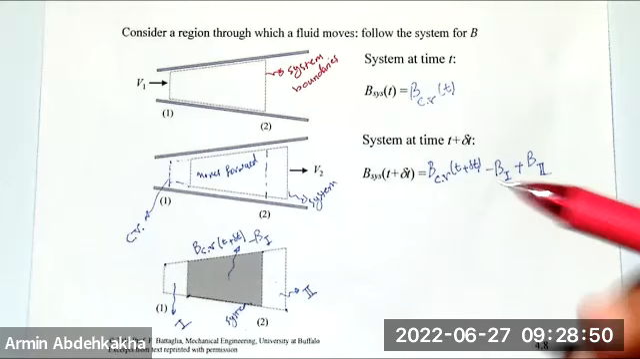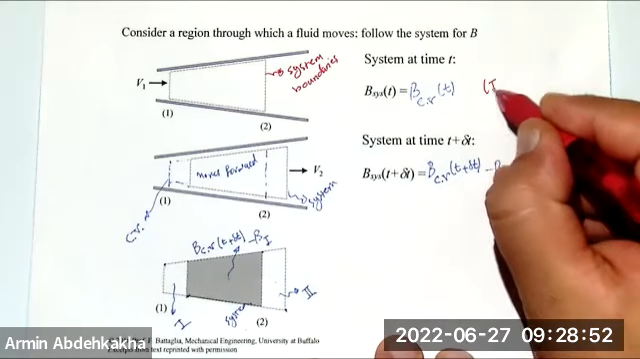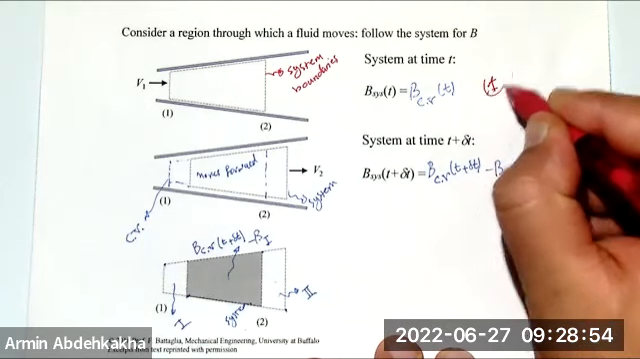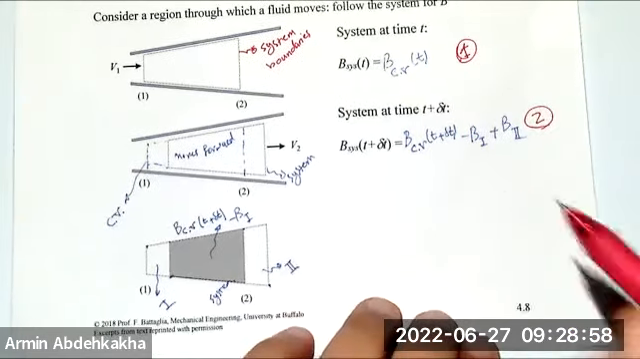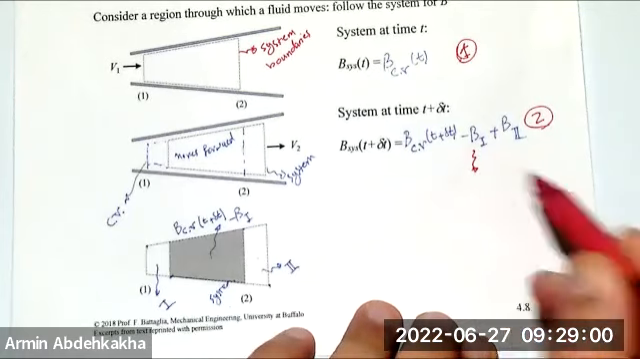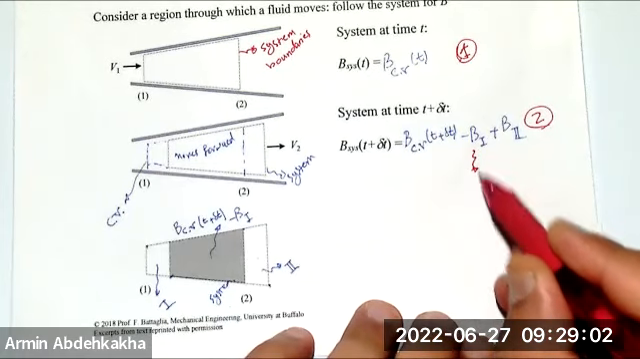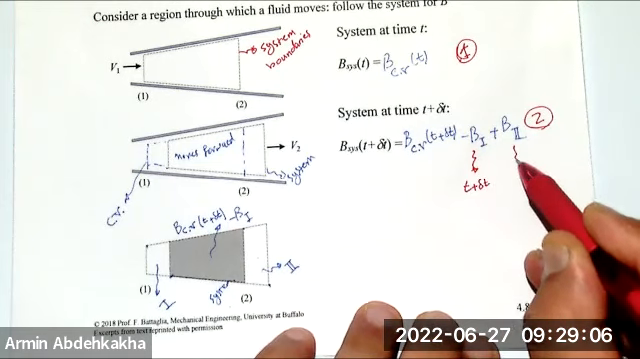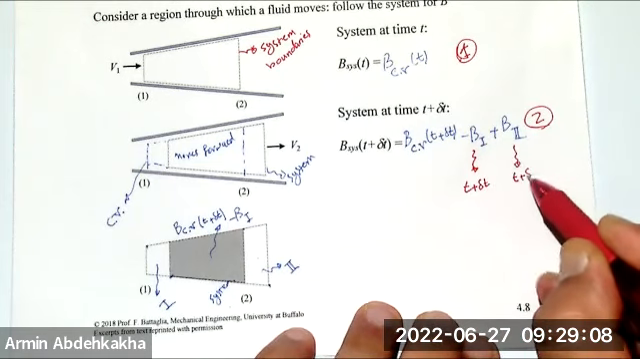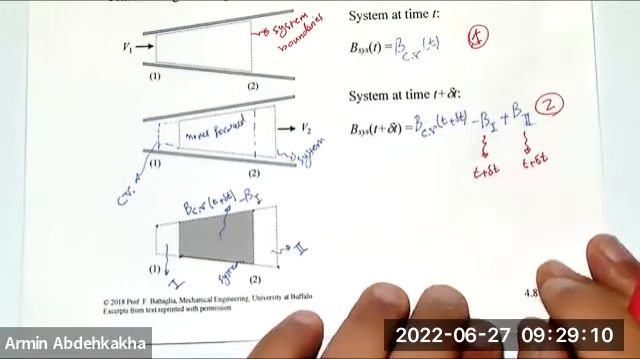For now, I will put a 1 here, or 1 and 2 here. These are your two questions. And also, I will write a time here. The B1 and B2 are at time t plus delta t. Okay.